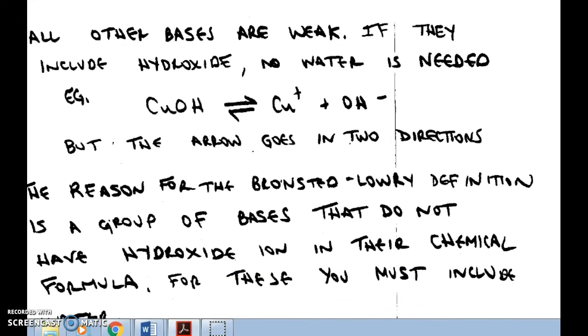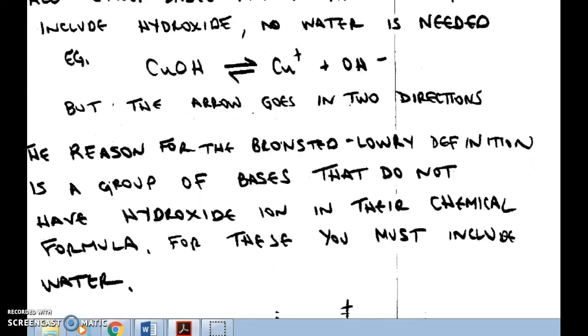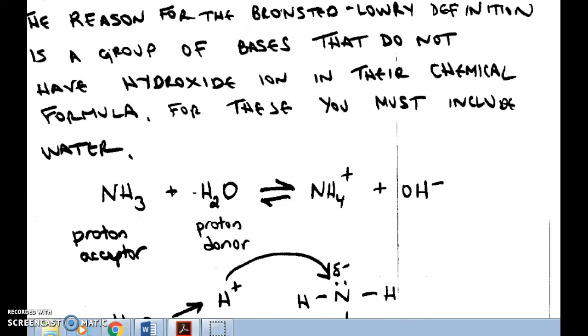All other bases are weak. So if they include hydroxide in their chemical formula, then no water is needed in the dissociation equation. The only difference would be we would draw the arrow in 2 directions, like the one here for copper 1 hydroxide. But we have to have the Bronsted-Lowry definition for bases really because of a specific group of bases that don't have hydroxide in their chemical formula. And for that one, you really must include water in the dissociation equation. Ammonia would be sort of the most famous base.